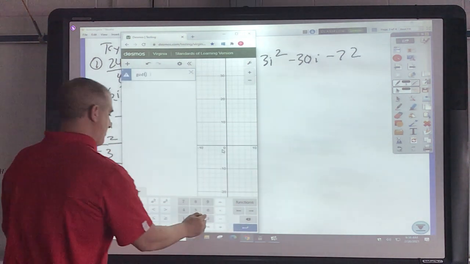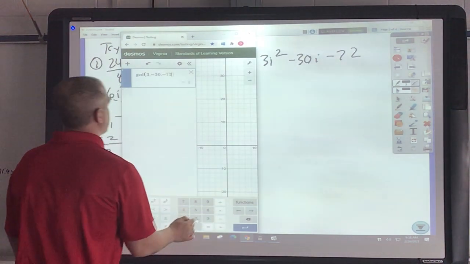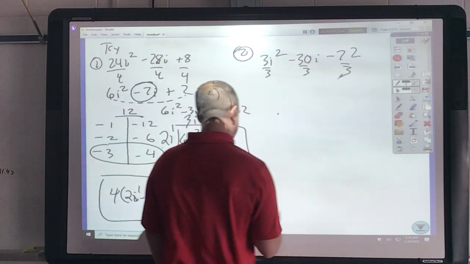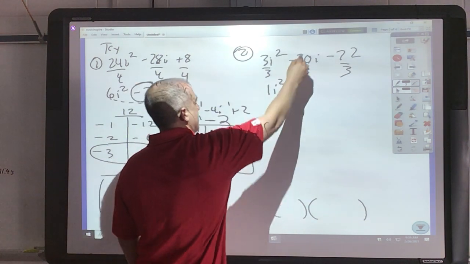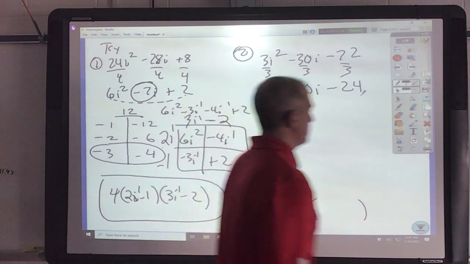Okay, so I got 3i², negative 30i, negative 72. It's 3. Okay, so divide everything by 3. 3 is down here with my factors. So it would be 1i squared, that would be minus 10i, and that would be minus 24.